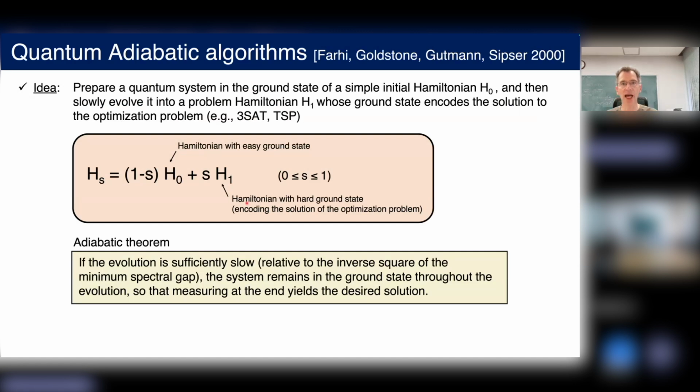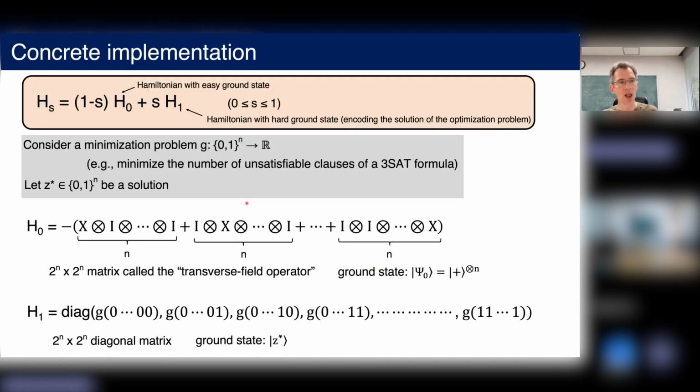Concretely, for the problems we'll consider in this talk, we can take the following two Hamiltonians. In this talk, we consider a minimization problem. We want to minimize a function. The function is defined over a set of strings and has real values. A concrete example is to minimize the number of unsatisfied clauses of a 3-SAT formula. Of course, there is an equivalent version, which is to maximize the number of satisfied clauses, but in this talk I describe everything as a minimization problem.